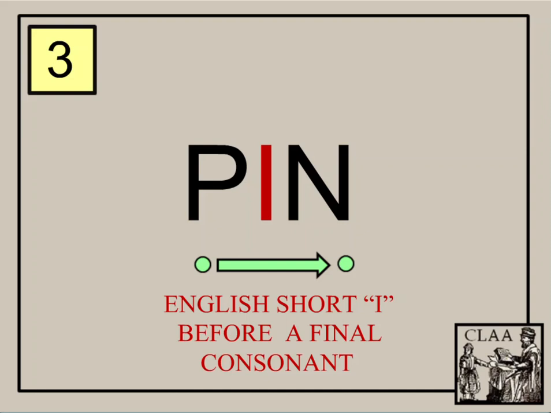In the word on your screen, you can see the vowel I in red. After the vowel I, there is a final consonant, the letter N. Because the vowel is followed by a final consonant, we read it with the short I sound. Let's read this word together. Pin, pin. Do you hear the short I sound?